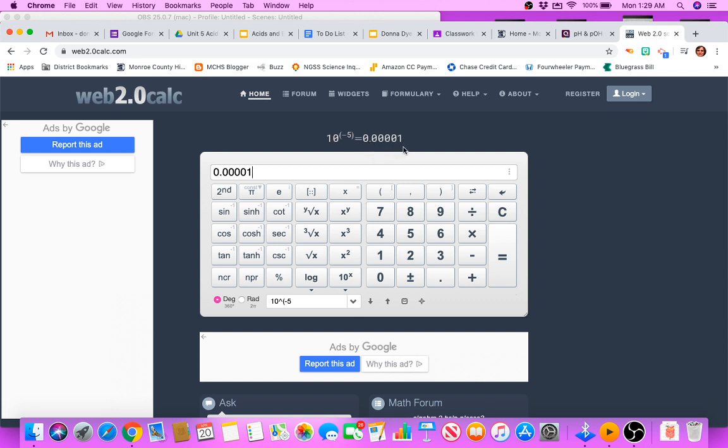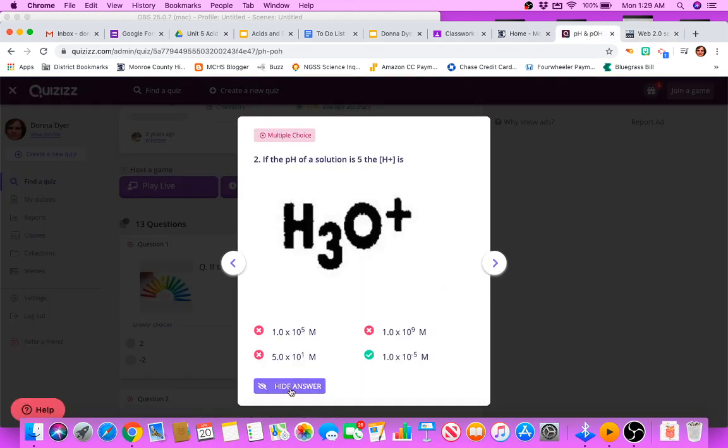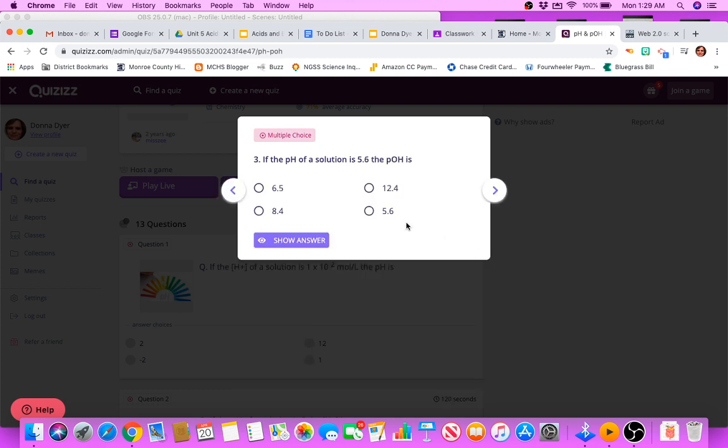1 times 10 to the negative 5. Again, since I moved my decimal point over and made that a bigger number, then my exponent has to be negative. So this is 1 times 10 to the negative 5. So let's see if that's correct. 1 times 10 to the negative 5. Yes, it is correct. Let's go to the next one.